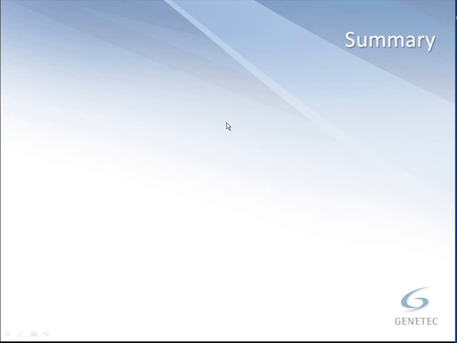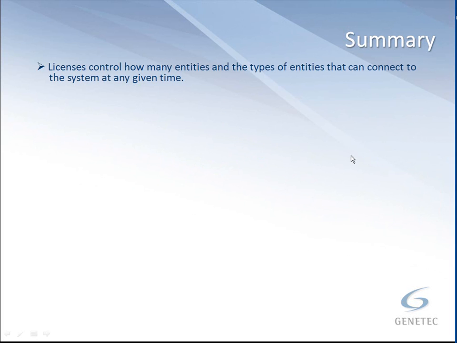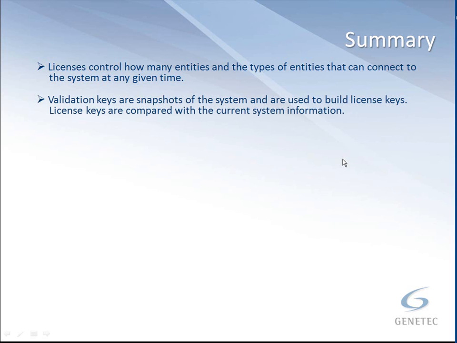Okay, so now that we've seen our licenses being activated, I'd just like to quickly summarize some of the points we went over today. The Genetec licensing system is a means of controlling the hardware and software that can connect to a system. The licenses attached to a system have parts that regulate the number of entities that can connect to the server that the license has been applied to. The validation key is used to take a snapshot of the system, and that is used to build a license key. The license key tells the system what to look for to know it is on the right machine. If it doesn't find the same information, the software won't run on that server.